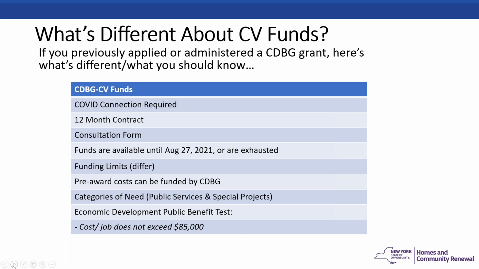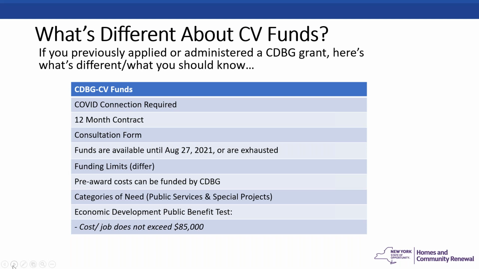Due to the unprecedented circumstances surrounding the pandemic, unlike other funding rounds, these funds have to demonstrate that connection. Again, we've touched on this, the contract term. Our normal contracts are 24 months for those that are familiar with our programs, but these have 12-month time frames, which correspond to strict expenditure deadlines HUD has placed on us.